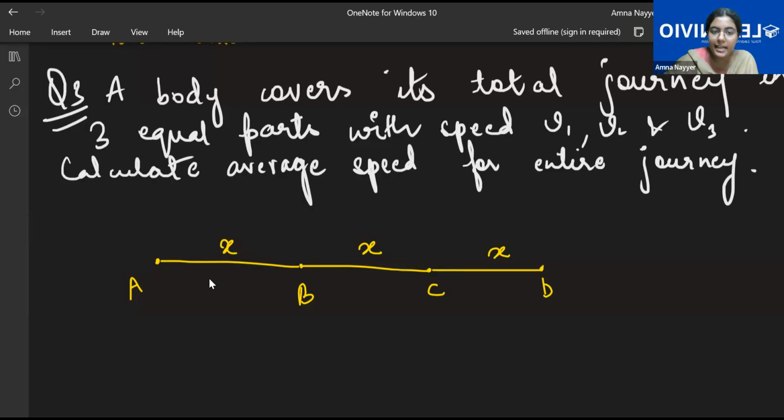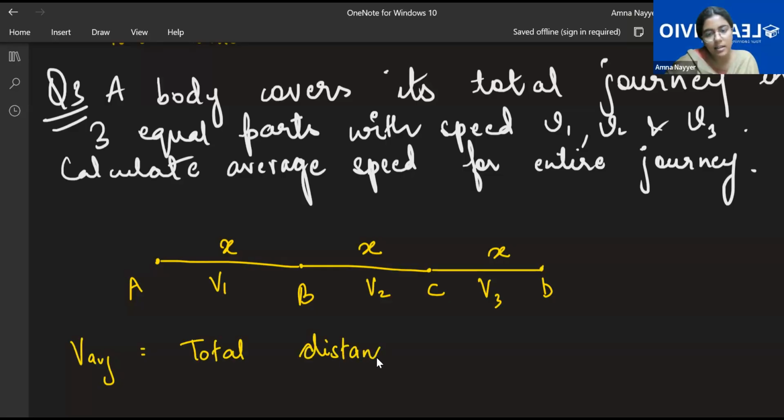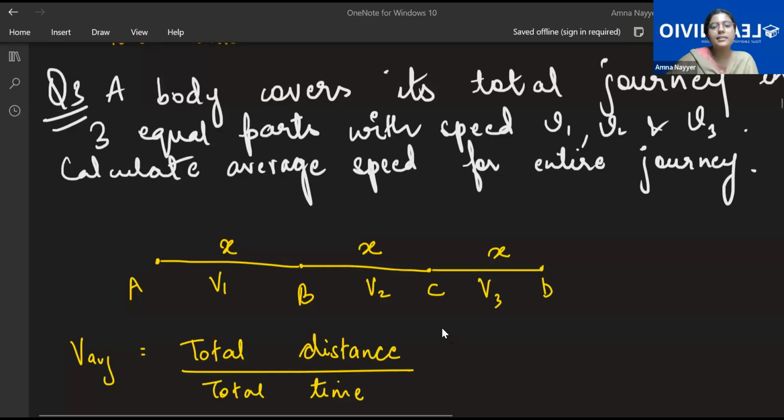And it says individual speeds are given: V1, V2, and V3. You have to calculate the average speed for the entire journey. So the formula remains fixed here. Average speed has the same formula, that is total distance by total time.